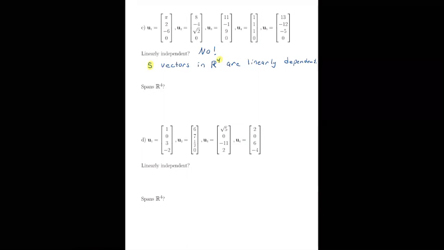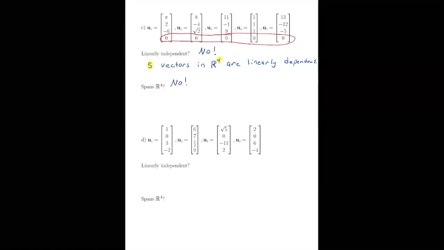But what we're actually going to notice here, if we look here, is that in this case, all of the 4th entries are 0. And so with span, we're taking all linear combinations of these vectors. Any linear combination of these vectors will always end up with a 0 in the 4th entry. So any vector that does not have a 0 here cannot be expressed as a linear combination of these vectors. So the answer is certainly no.